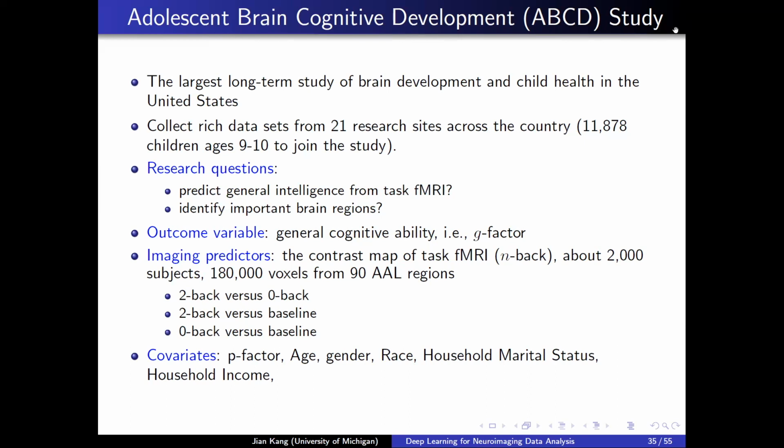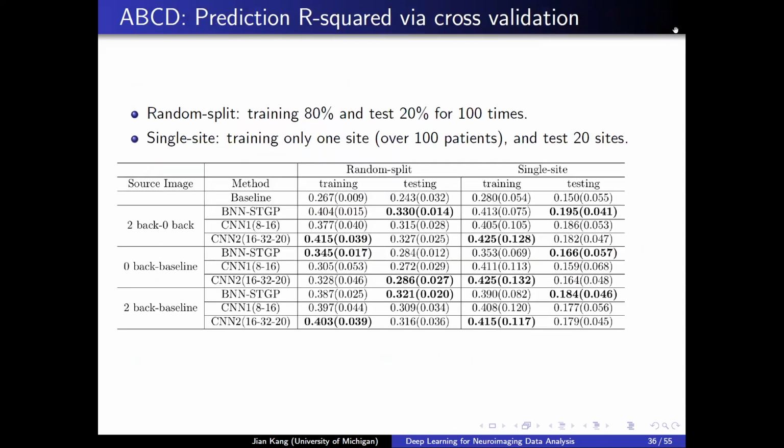Here we're using the working memory task. Basically, they give a sequence of pictures and ask the subjects whether they recall the picture from two pictures ahead. So that's a high-load or low-load memory task, and we're using these imaging predictors to see how much variability we can explain. We compared with state-of-the-art methods like convolutional neural networks and other Bayesian neural networks, and we find our method achieves the best prediction accuracy in terms of predictive R square. It can explain more variability of IQ.